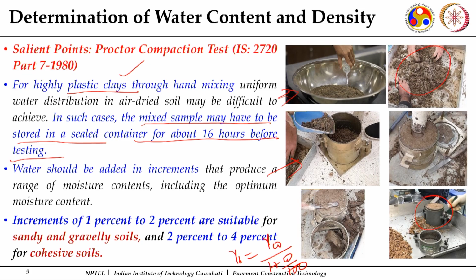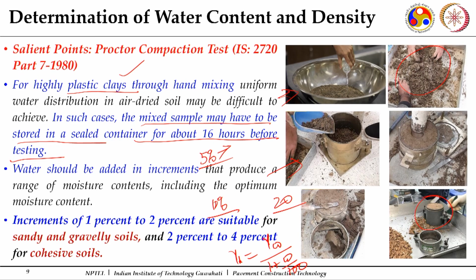And as I mentioned, how much increments? If I start, say, for sandy and gravelly soil at 5% moisture content, and for the clay soil having a plastic limit of say 20, I will start at around 10% water content.